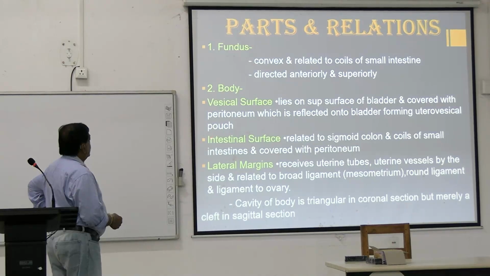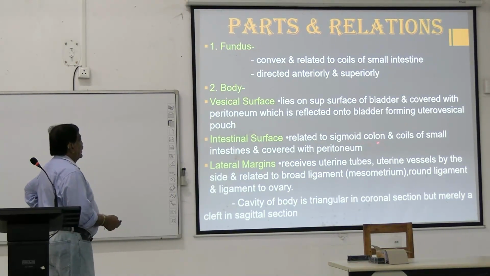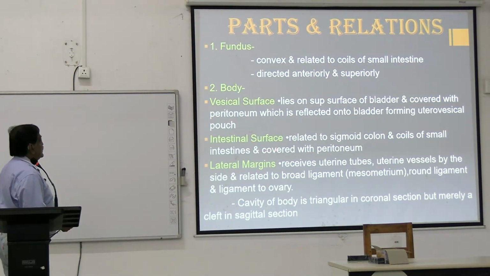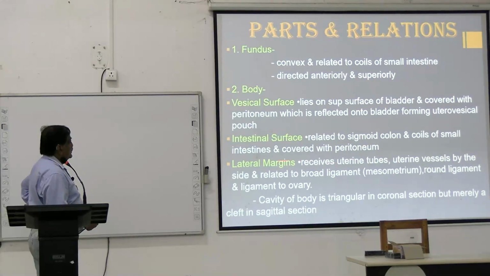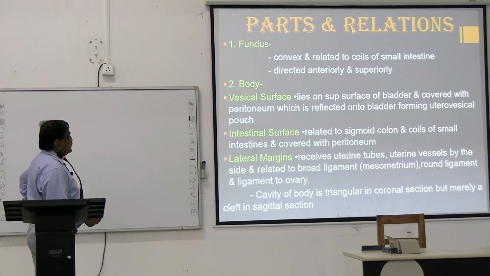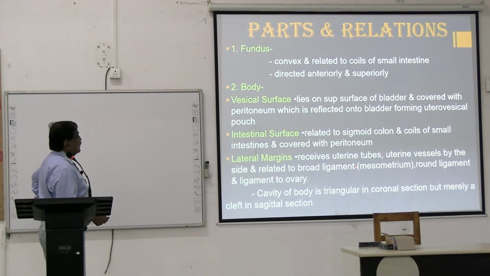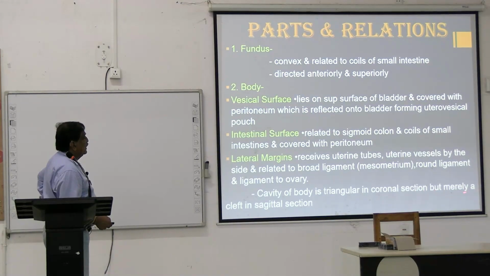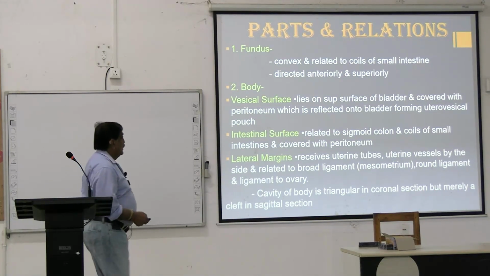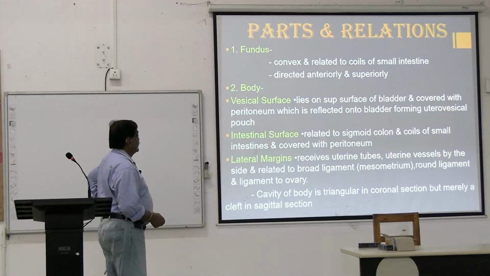The uterovesical pouch; the intestinal surface is related to the sigmoid colon and coils of the small intestine, covered with peritoneum. Lateral margins receive the uterine tubes. This is important. They receive the uterine tubes and uterine vessels by the side, and are related to the broad ligament, mesometrium, and ligament of the ovary. The cavity of the body is triangular in coronal section, but merely a slit in the sagittal section.